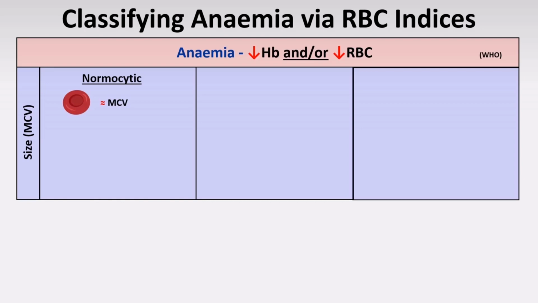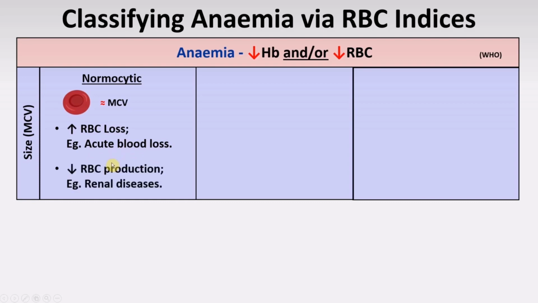So if there's still anemia in such instances, then there's a good chance that the anemia is because of an increase in the loss of RBC, for example, in a situation of acute blood loss. Or it could be the other way around. There is something that's hampering the production of red blood cells itself. For instance, in renal disease cases where EPO production is affected, so then RBC production is hampered, and hence there is an insufficient amount of RBC in the blood, despite normal looking RBC.